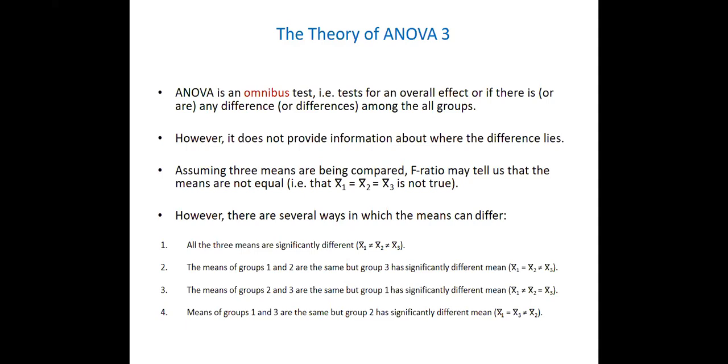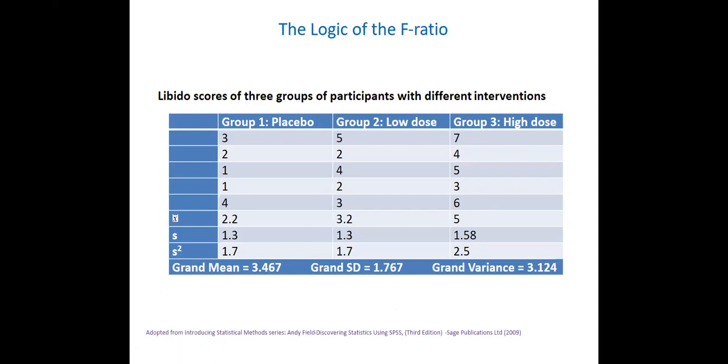Or the mean of 1 and 3 are the same, but group 2 has it. So the difference can be in different directions. So what ANOVA does is tell you that there's a difference. It will not tell you where the difference lies. You need to move further to tell you where the difference lies.